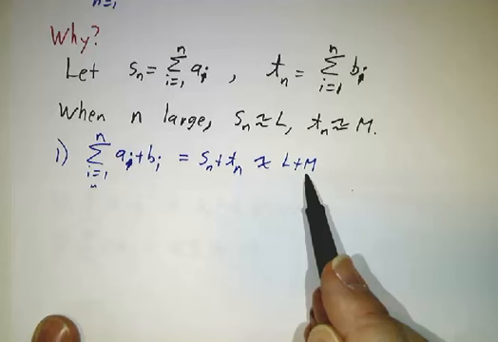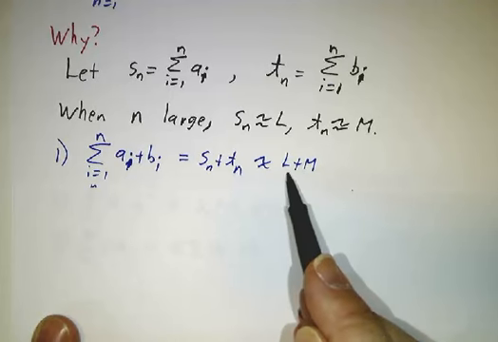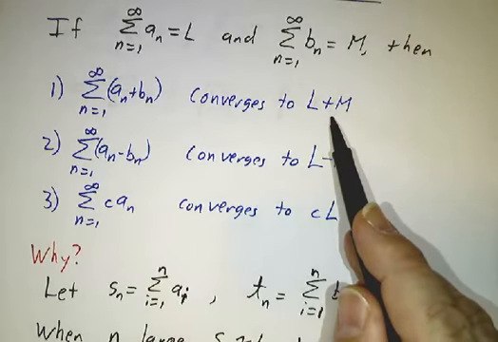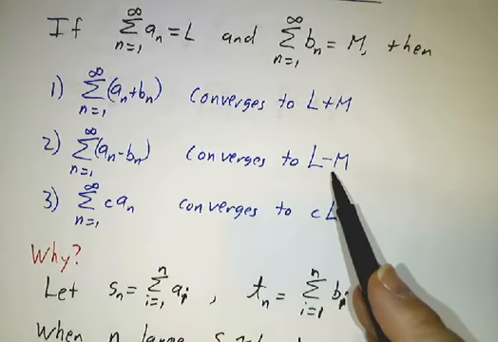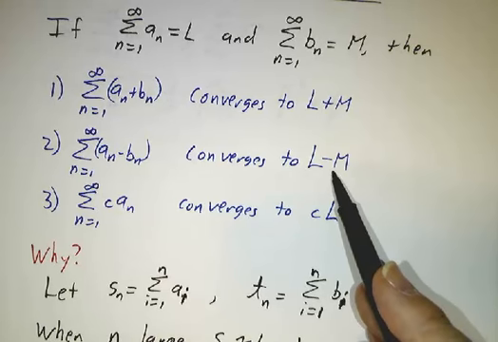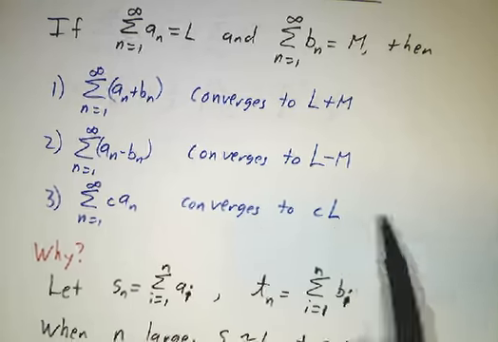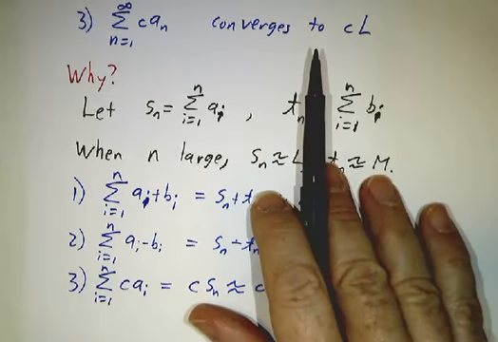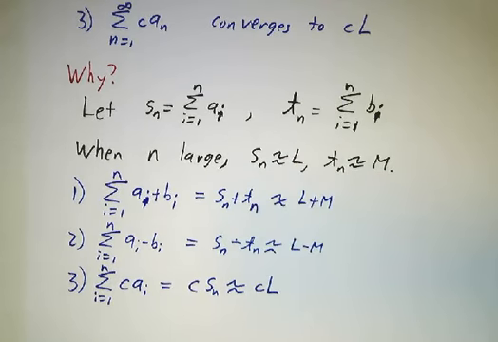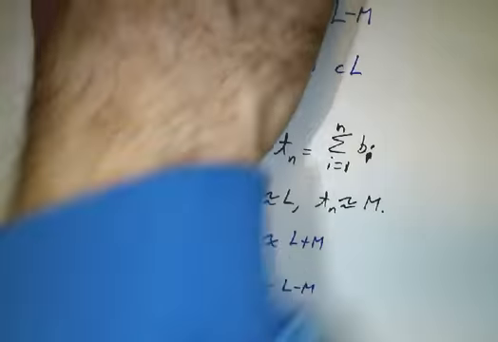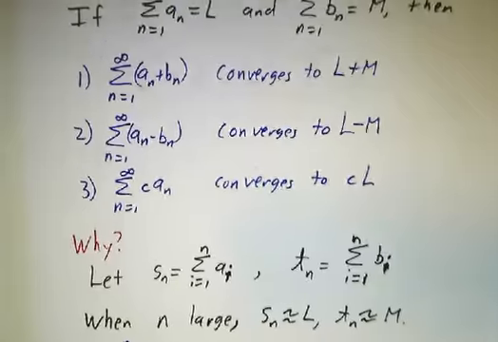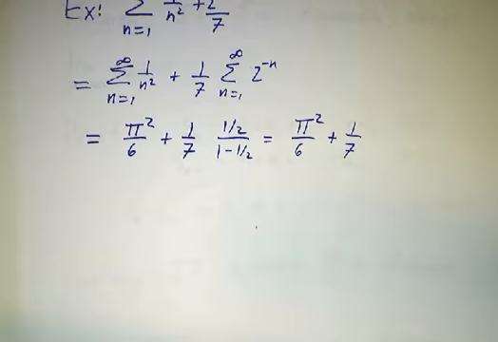You take n larger and larger, and you get closer and closer to L plus M, so the limit is L plus M. The exact same argument works for L minus M. It's just we're taking a number close to L minus a number close to M. And here we're taking a multiple of a number close to L. The exact same arguments work. We've seen this before. This is how we did our limit laws for functions, this is how we did our limit laws for sequences, and this is how we do our limit laws for series.